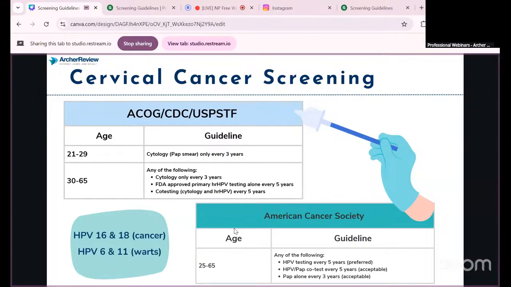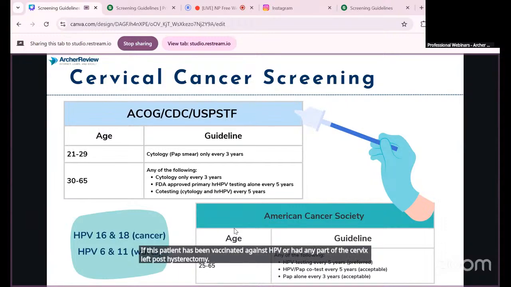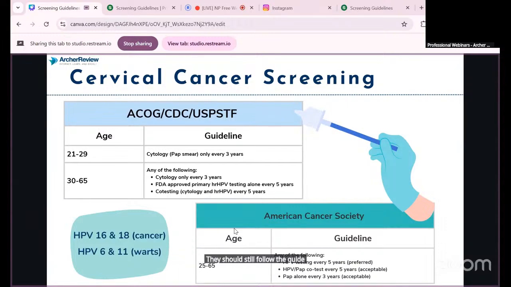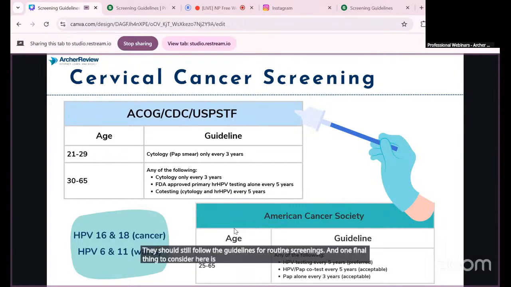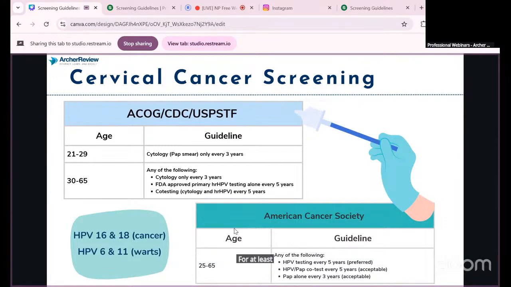And just a few caveats here. If this patient has been vaccinated against HPV or had any part of the cervix left post hysterectomy, they should still follow the guidelines for routine screenings. And one final thing to consider here is that if a patient has a history of a serious precancerous condition, regardless of their age, we are going to continue the pap test screening for at least 25 years, even if they're over the age of 65.